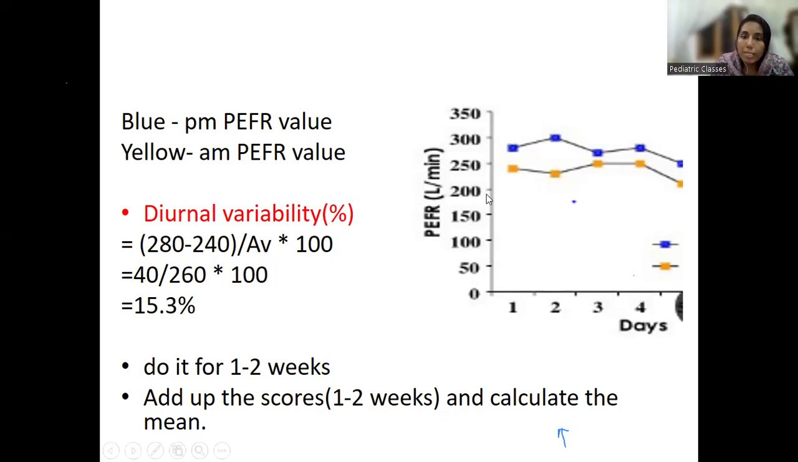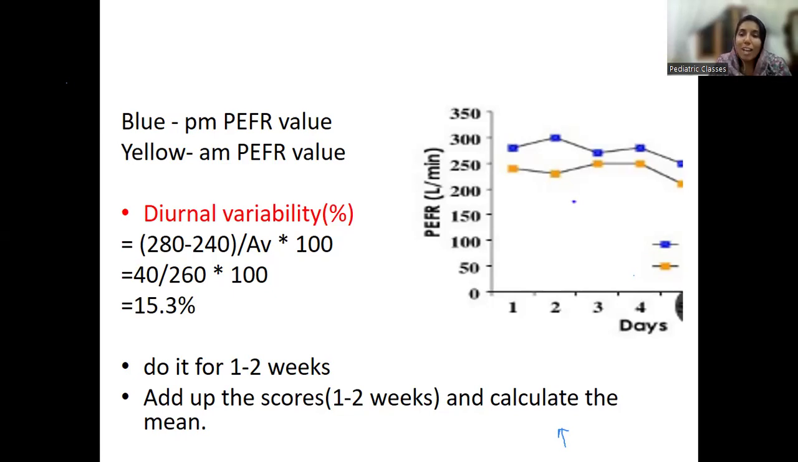So diurnal variability is, how do we get it? Suppose this is almost the highest value, around 280. So 280 minus the lowest value, which is 240, divided by the average of the values into 100, which I have written here. That means 40 by 260 into 100, which comes as 15.3. Is it significant? I'm not going to comment upon whether it is significant in a day.